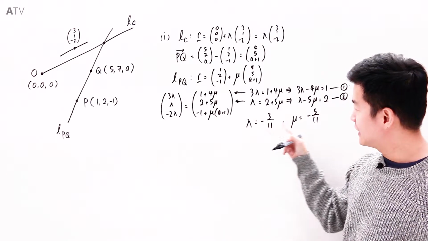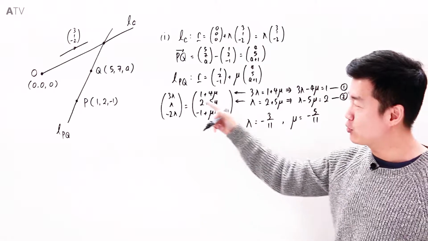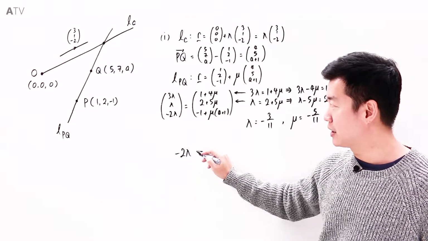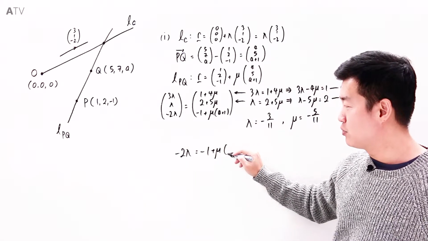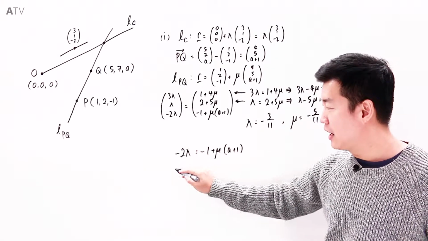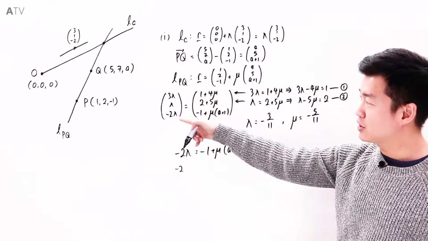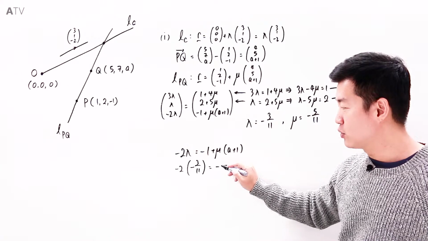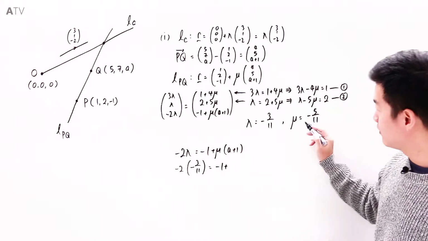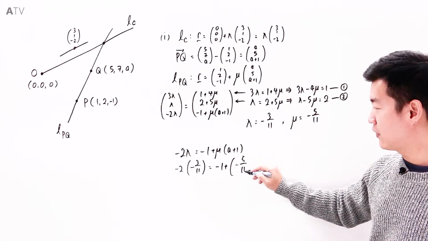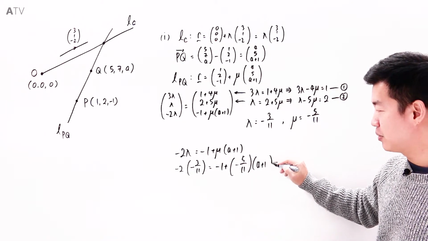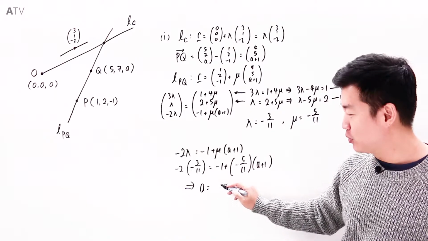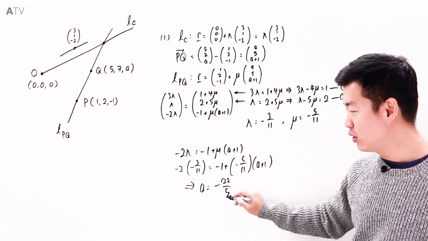Which means that this and this should satisfy this equation also. So for this last equation over here, we have minus 2 lambda is minus 1 plus mu of A plus 1. And we do know that at the point of intersection, lambda is equal to minus 3 over 11, so minus 2 lambda is equal to minus 1 plus mu, where mu is minus 5 over 11, of A plus 1. This will then help me to solve for A. A is going to be equal to minus 22 over 5.